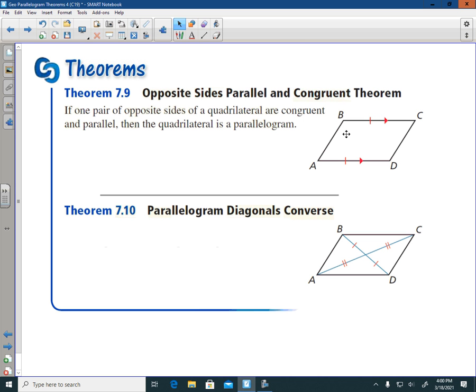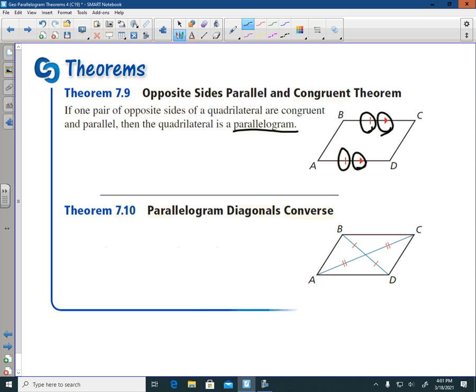Let me say that again. If one pair of opposite sides of a quadrilateral are congruent and parallel, then the quadrilateral is a parallelogram. This is another way to tell if you have a parallelogram. If you have a four-sided shape, and within that shape one pair of opposite sides, that's all it takes, one pair, are both congruent and parallel, then that thing's a parallelogram. No other things are necessary.